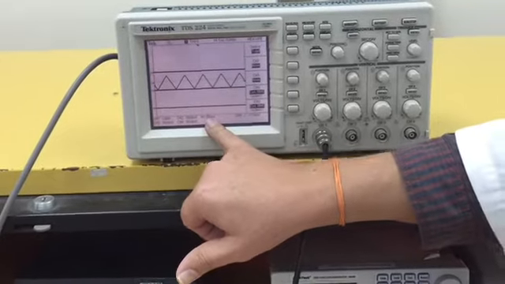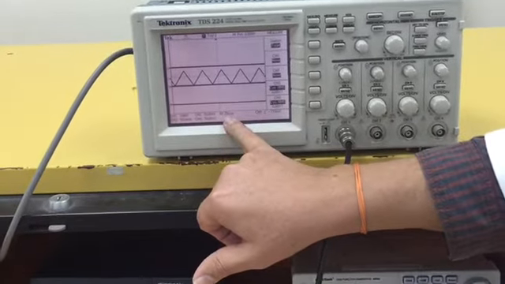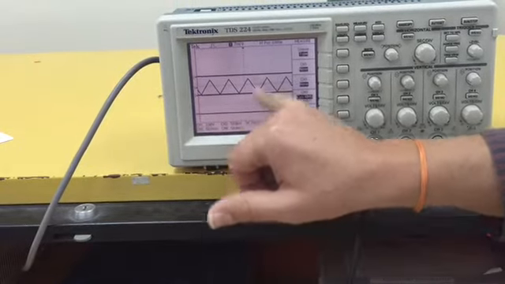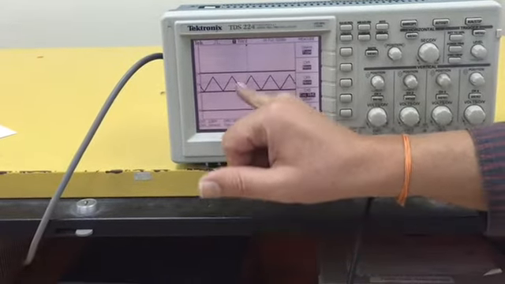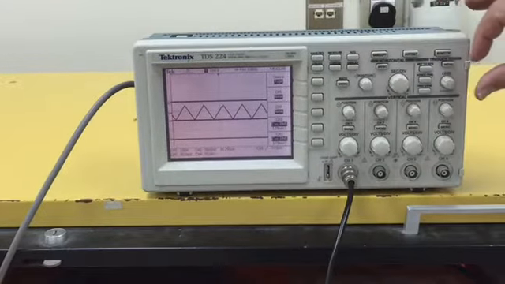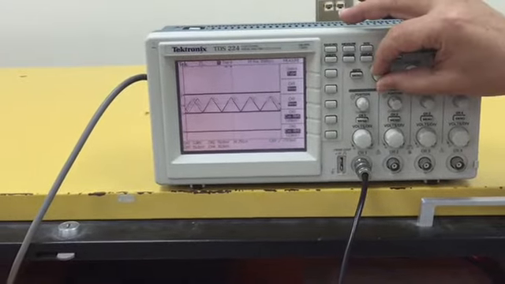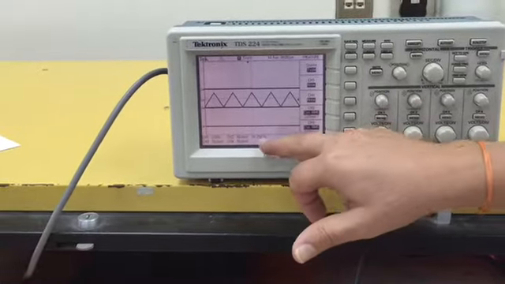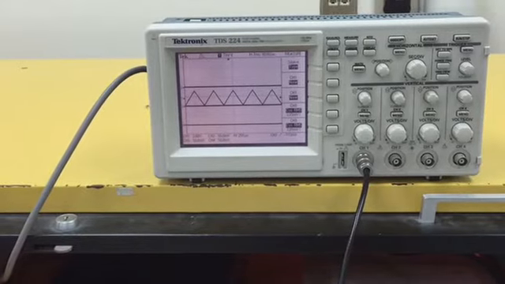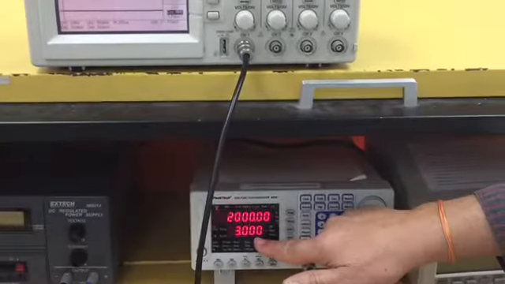What about the frequency? The frequency should be measured through the period. The period scale is on the right side. You multiply the number of divisions of the period by the scale, and you can find the period. Then we take 1 over T, and you can find the frequency. So the frequency shown here is 3 kilohertz.